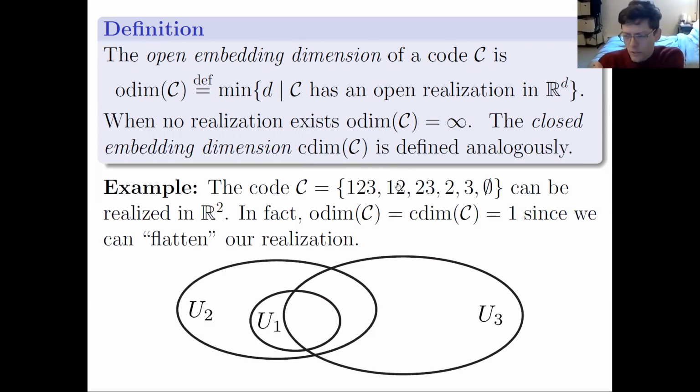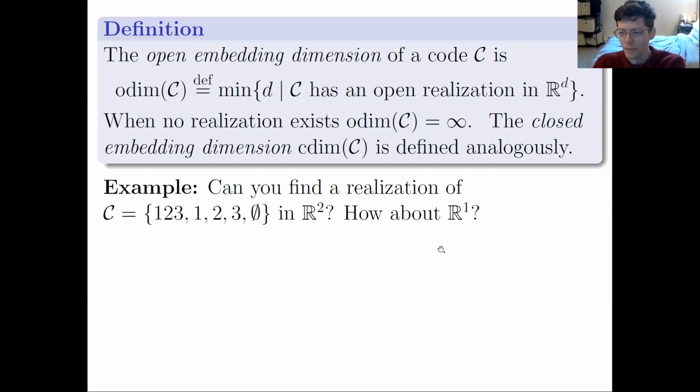And so here's this realization from the previous slide. This tells us that it could be open sets or closed sets. I can replace these sets with their interiors or closures, and that doesn't change the code. So this tells me the open and closed embedding dimension is not larger than 2, I can find a realization in R2. But actually, I could do better. I could squash these into intervals, and then I would get a realization in R1. So here the open and closed embedding dimensions are both equal to 1.